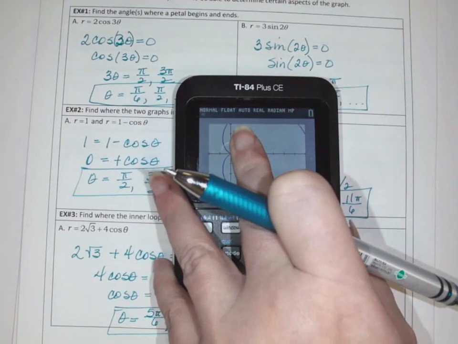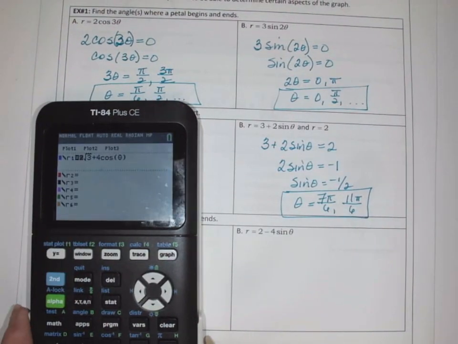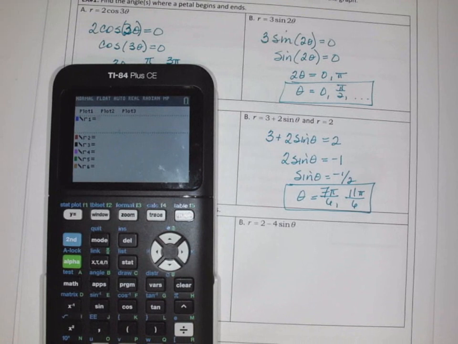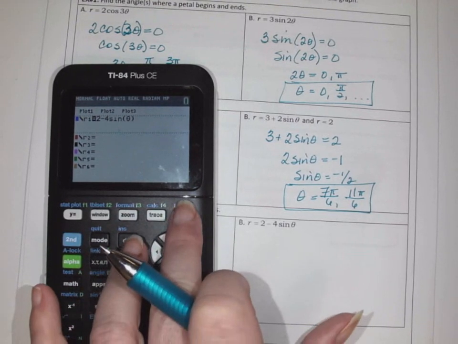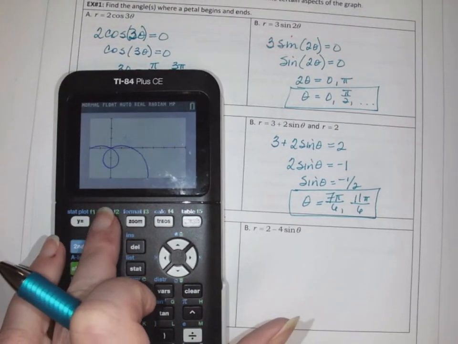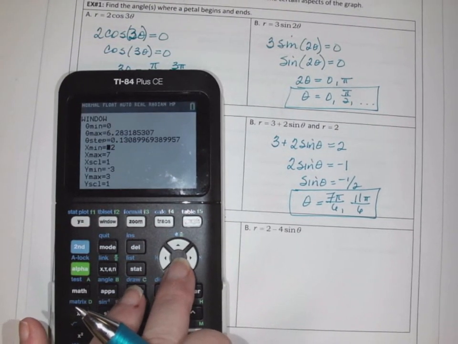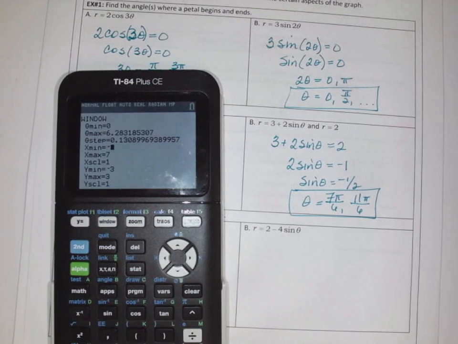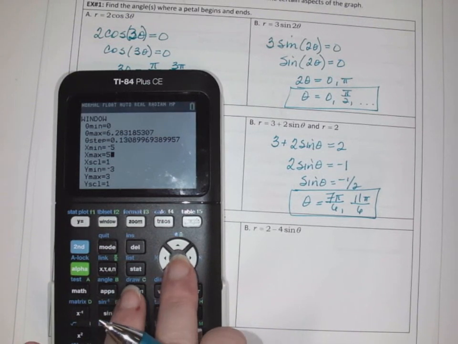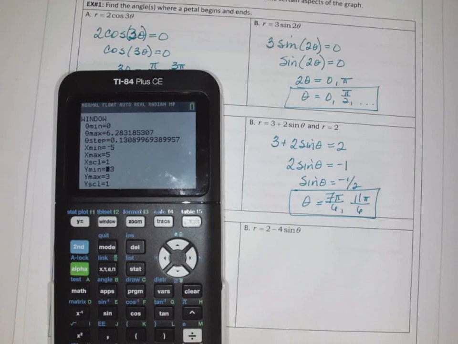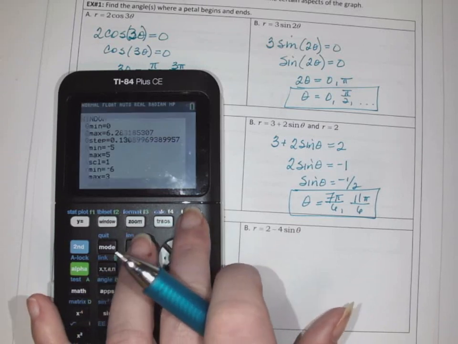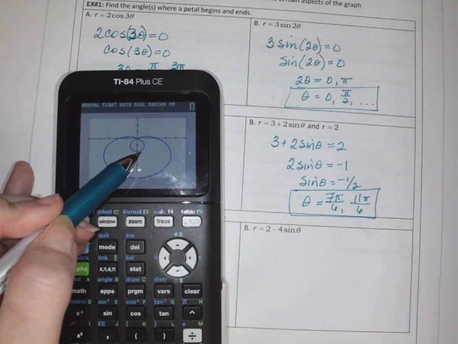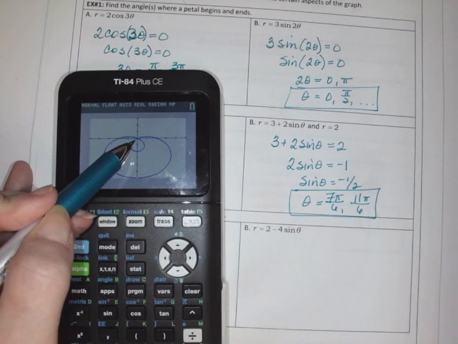All right, and then if we do one more, let's see if this one is easier to see: 2 minus 4 sine theta. Let me recenter, let's see. So let's go -5 to 5, but let's do 3. That should be good. There we go. All right, see how big that inner loop is now? That's what we're looking for, that little guy right there.